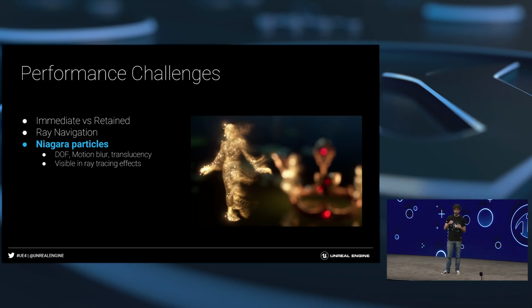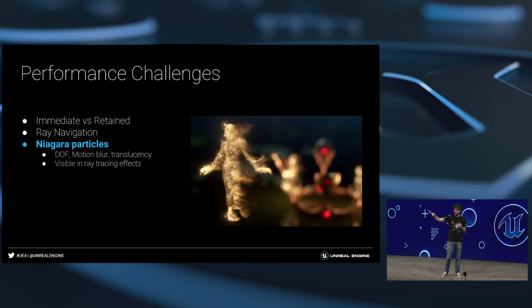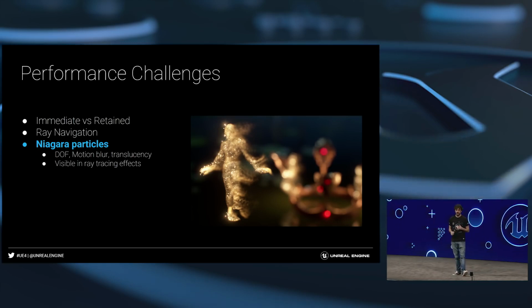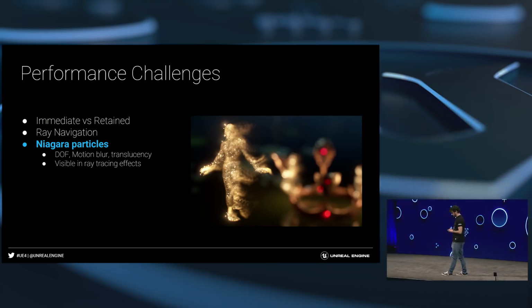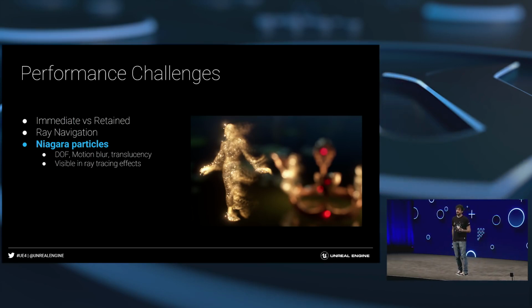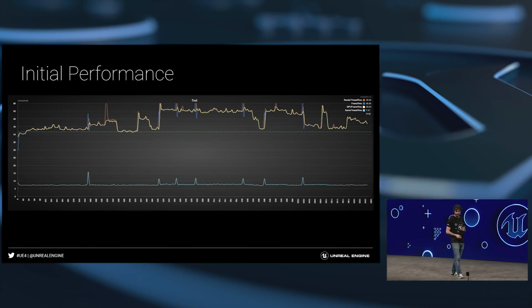So what we did was very simple, but very effective. We have, as I said, almost 700,000 particles in primary visibility on the raster side, and we feed the ray tracing with only a fraction of them, one third of them. And we compensate for that by increasing the brightness. It's simple, but it works. Of course, that means that Niagara particles are visible in ray tracing effects like reflections.